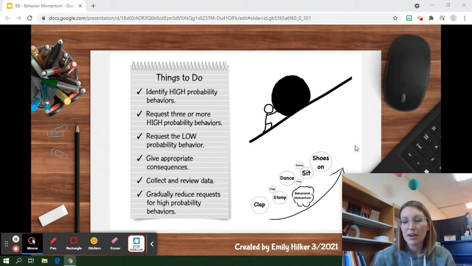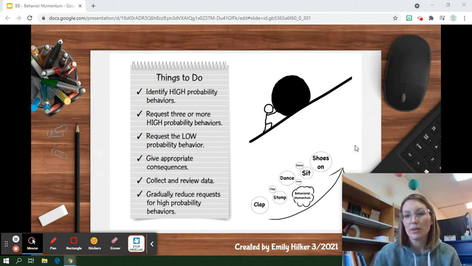If their follow through is there, I'm going to again praise. You did that right away. I really like how you had 3 complete sentences. Nice job. And then you're going to keep going. You want to keep building on that momentum.